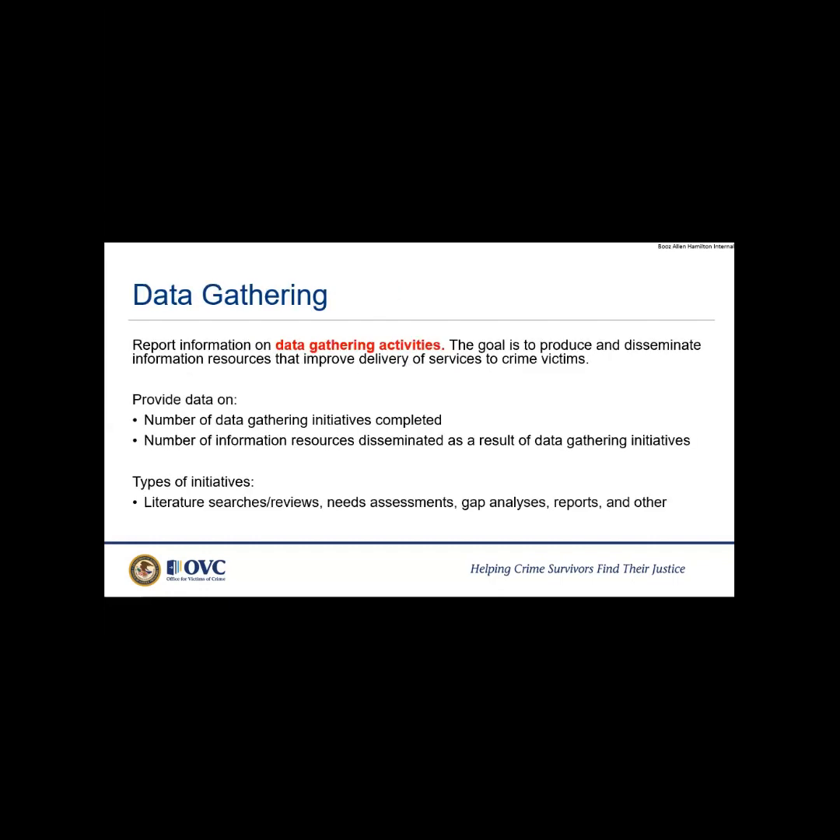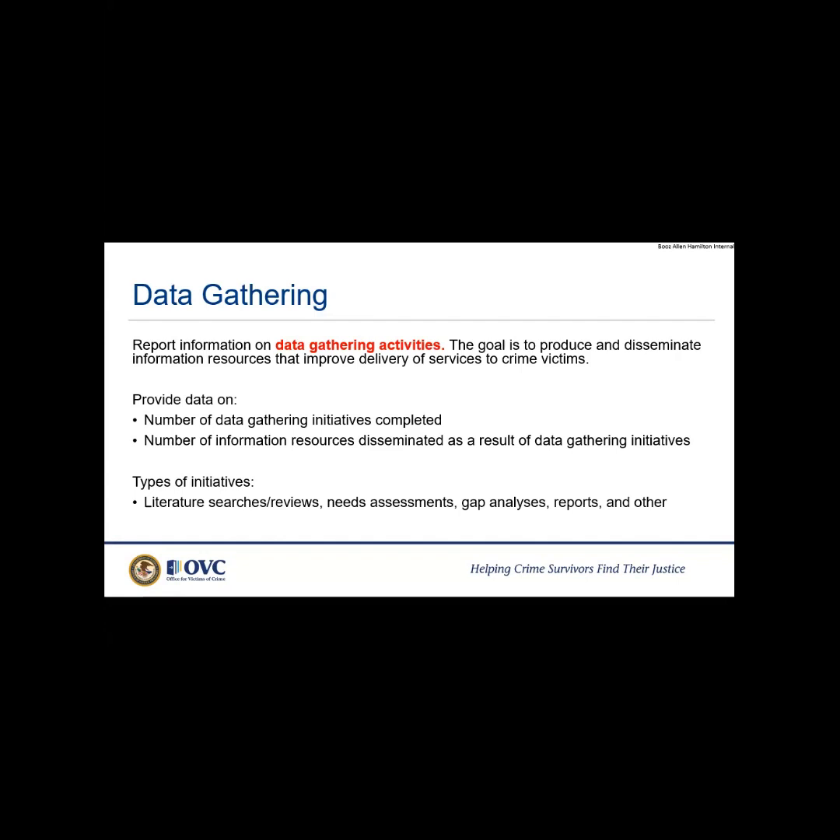Okay, so for data gathering initiatives. For the data gathering question bank, grantees and subgrantees are collecting information on data gathering activities. In the performance measures, it explains that the goal is to produce and disseminate information resources that improve delivery of services to crime victims. The types of data gathering activities listed are literature searches and reviews, any needs assessments that were completed, any gap analysis, any reports that were generated, and there's also an other category.